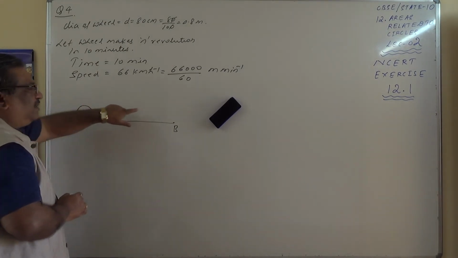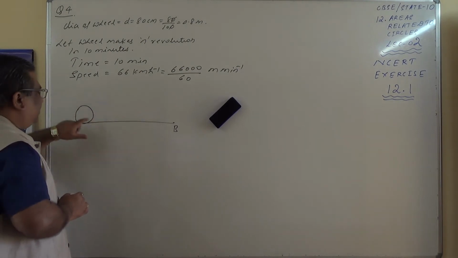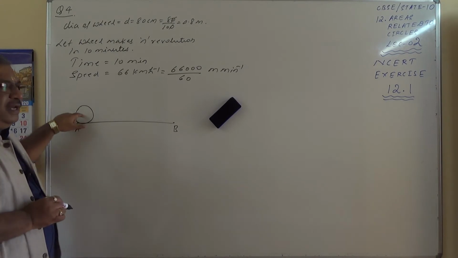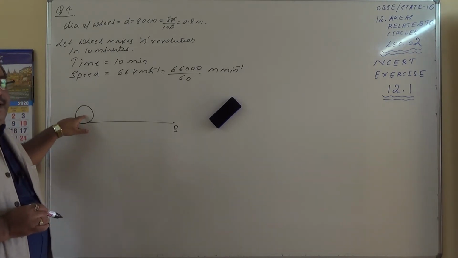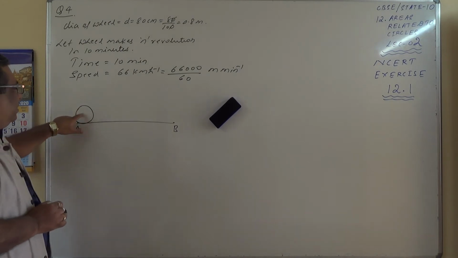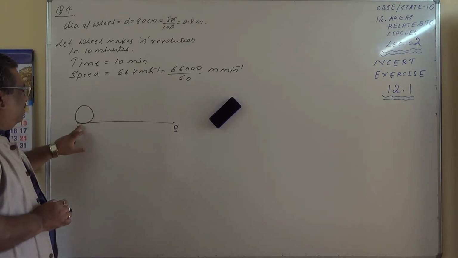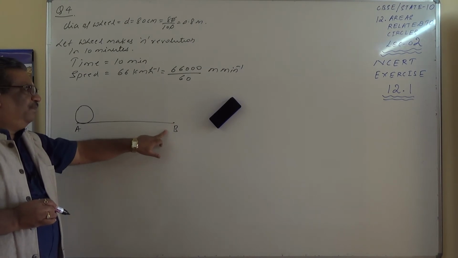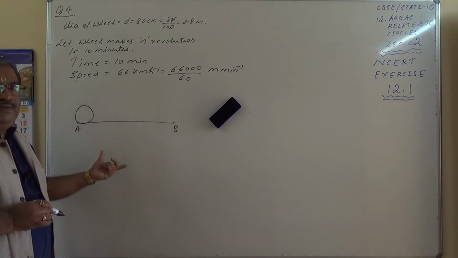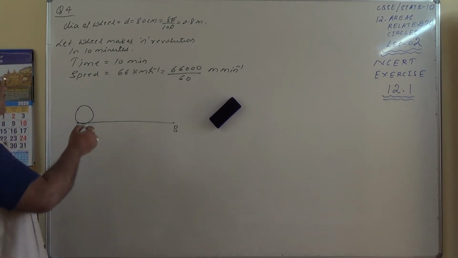So in n revolutions, if it makes them in 10 minutes, then the distance covered by the wheel is equal to n into circumference, n into 2 pi r or n into pi d. So n into pi d should be equal to the linear distance, that is speed into time. Speed into time gives you the distance.